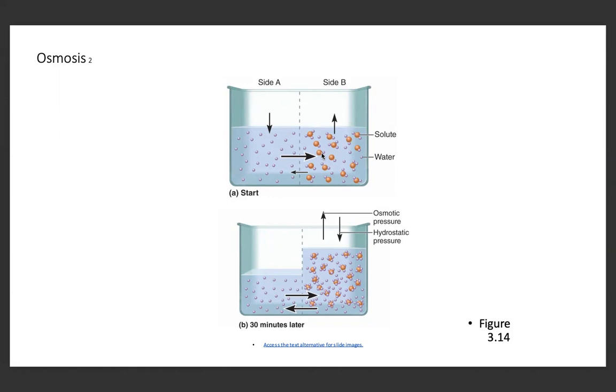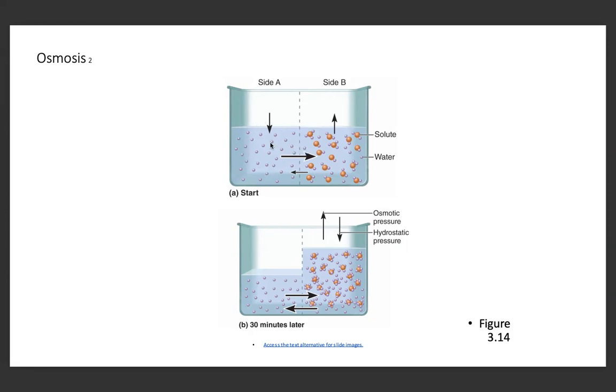So in side B of the selectively permeable membrane, there are more solute particles when compared to solvent particles. And so the solvent particles will be present in a lower concentration inside B compared to what we find inside A.